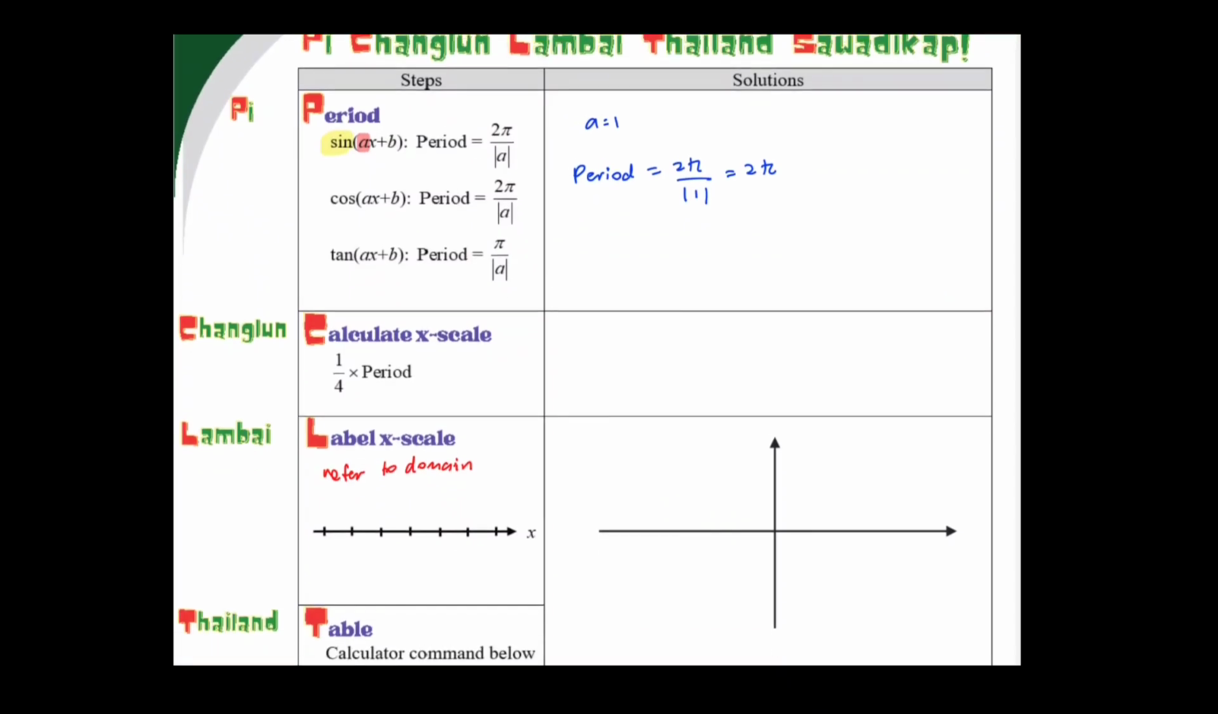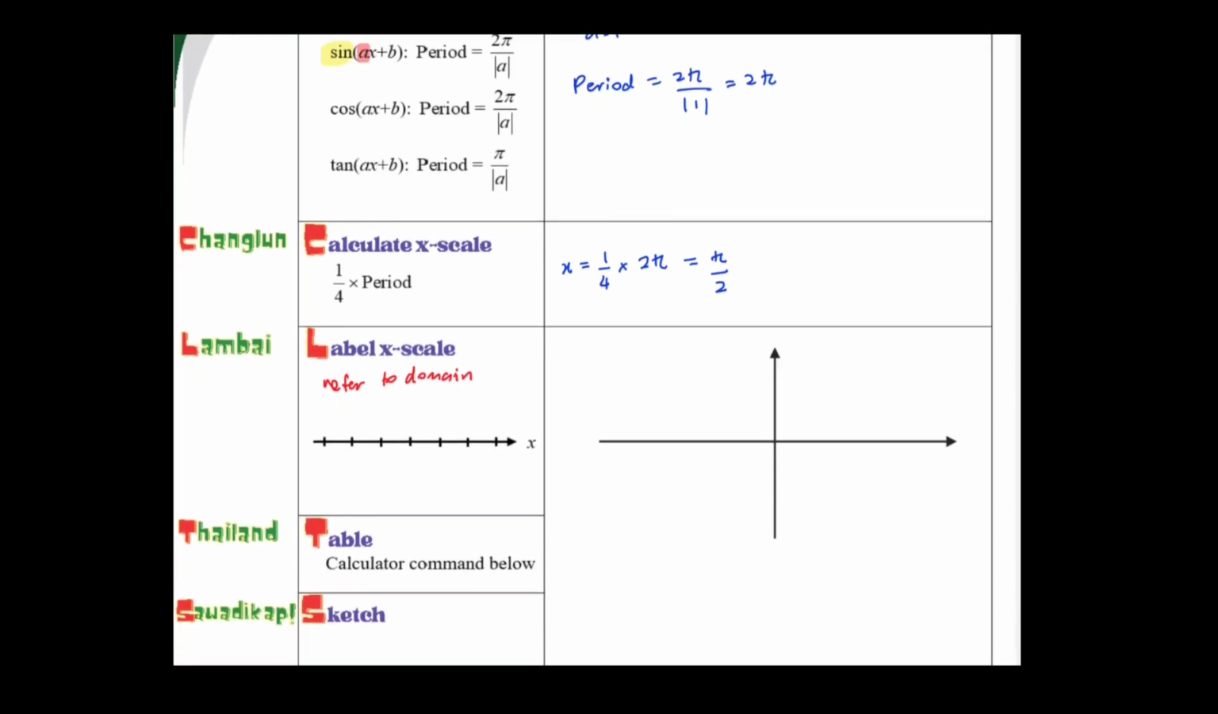Next step is to calculate the x scale. The formula is 1 over 4 times the period that we have found from the previous step, which is 2 pi. Next, 2 pi over 4 is equal to pi over 2. The next step is to label the x scale.